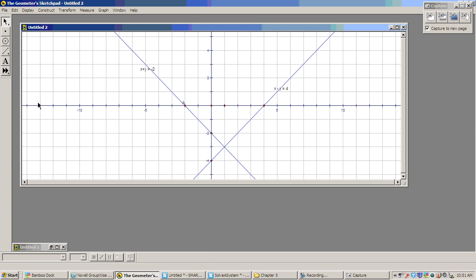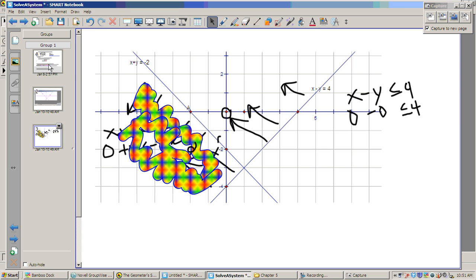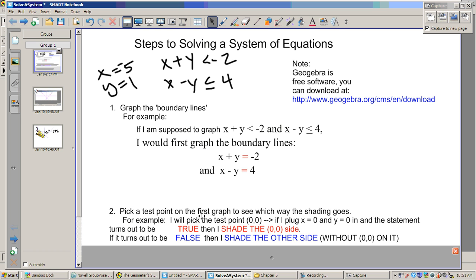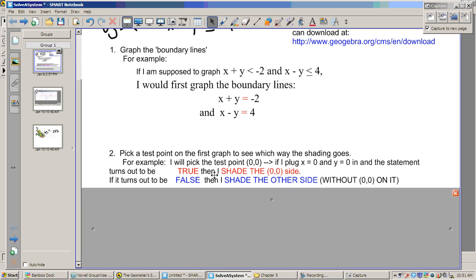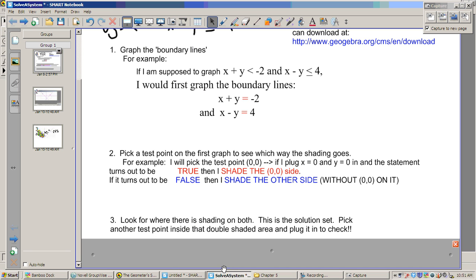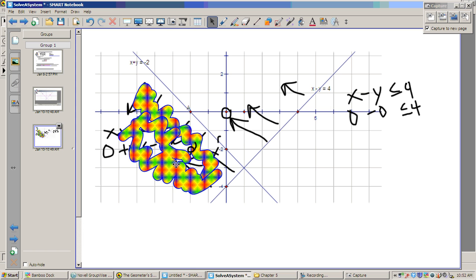So let's see what I've done so far. I graphed the boundary lines. I picked a test point, and when it was true, I shaded the side with the 0, 0. When it was false, I shaded the other side. And then the last thing I do is look for where the shading is on both of those. That is the solution set. And then if you want, you can test another point, like I picked the point negative 2, negative 2, and you can see, does that work in both of these?